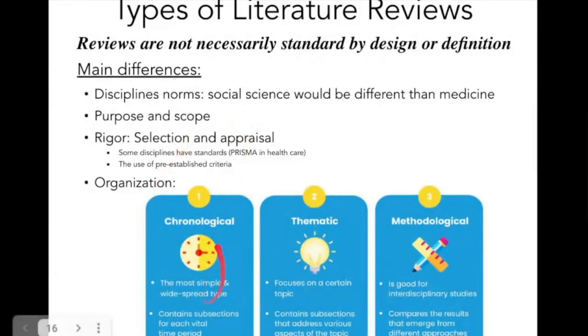That is the chronological. And thematic is usually simpler because you pick one topic or one theme and you focus on reviewing that topic. Okay, and methodological is basically discussing the methodology used, and comparing the results between those selected articles.